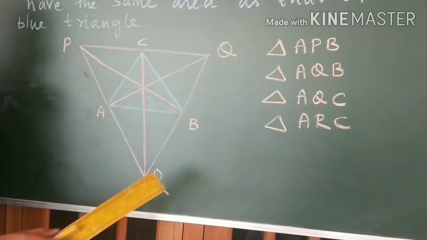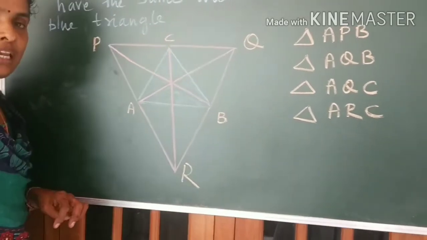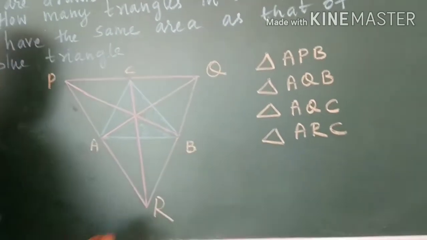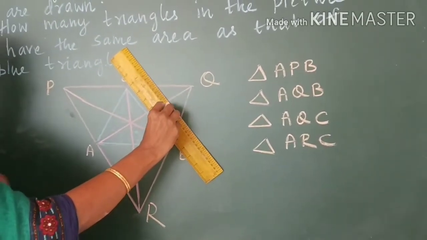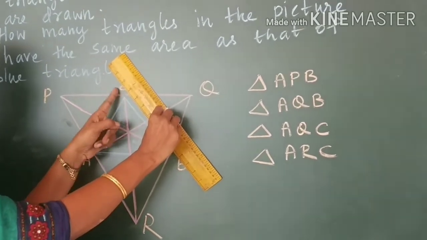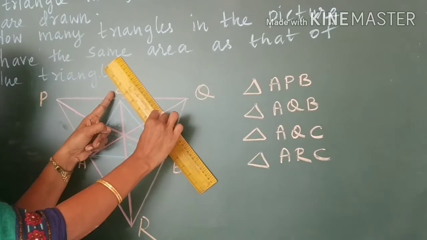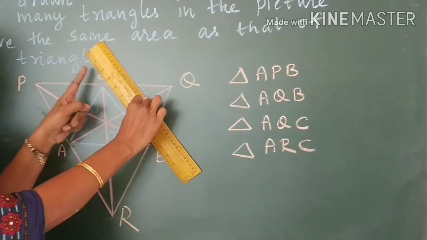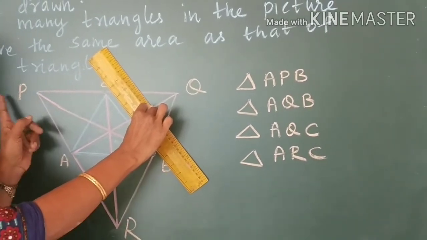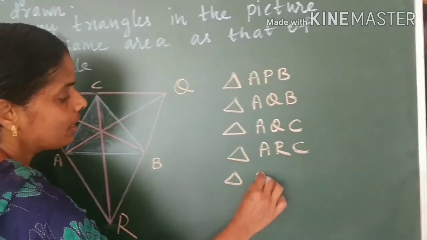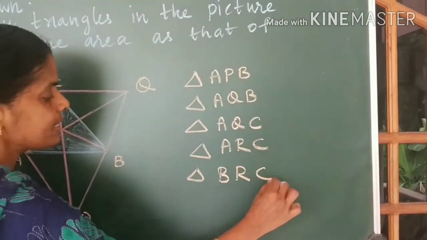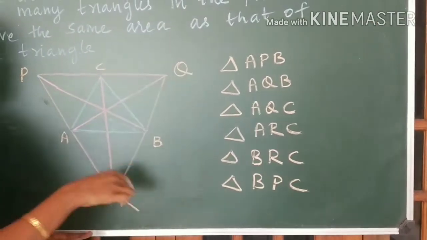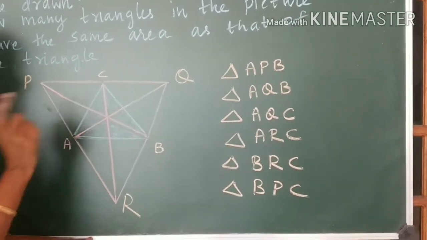Is it clear? Now take BC as the base and you tell me the answer. BC is the base. So let me show you like this. You can see BAC is the shaded triangle. The triangles with the same area are BRC and also BPC. Triangle BRC and also triangle BPC have same area as that of the shaded triangle.